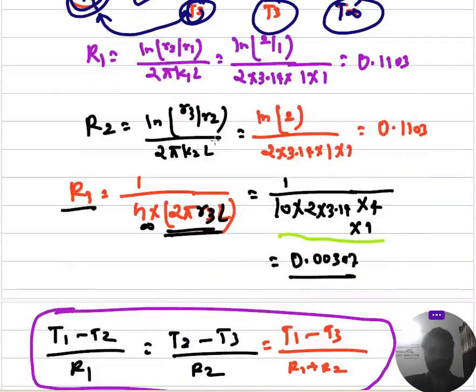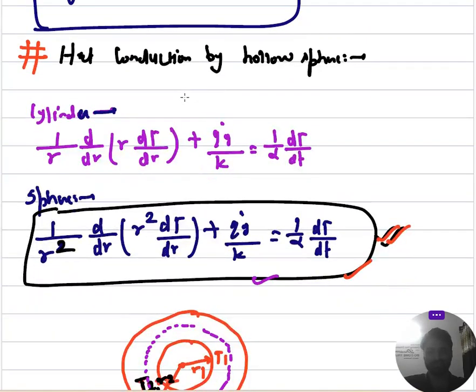For the concentric cylinder, I have already discussed it, so I am not going to discuss these things. Now coming to heat conduction by a hollow sphere, right? This is similar to the cylindrical coordinate system. In the cylindrical coordinate system, the formula was 1 by r del by del r of r del T by del r plus q dot G by k equals 1 by alpha del T by del t.